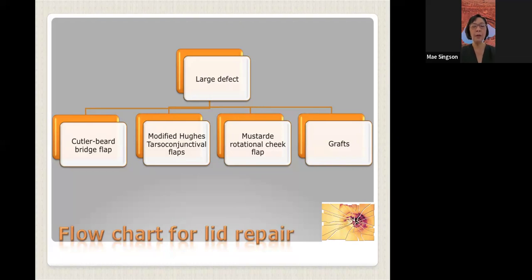The Hughes and the Cutler-Beard are the most common ones used because they utilize tissue from the upper or lower lid to correct the defect in the lid that is traumatized.